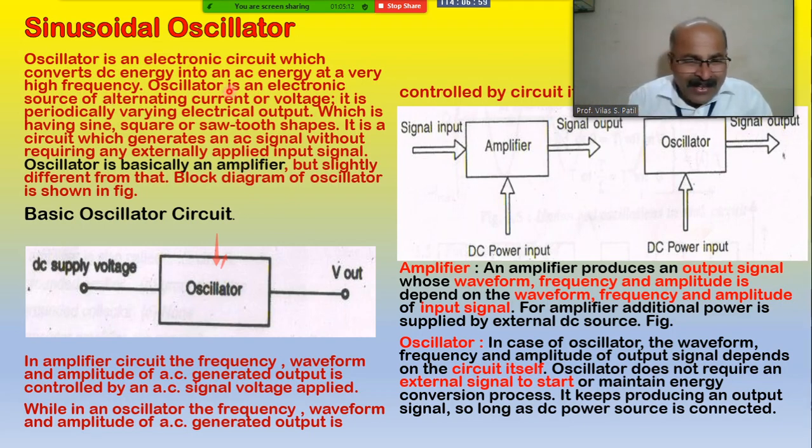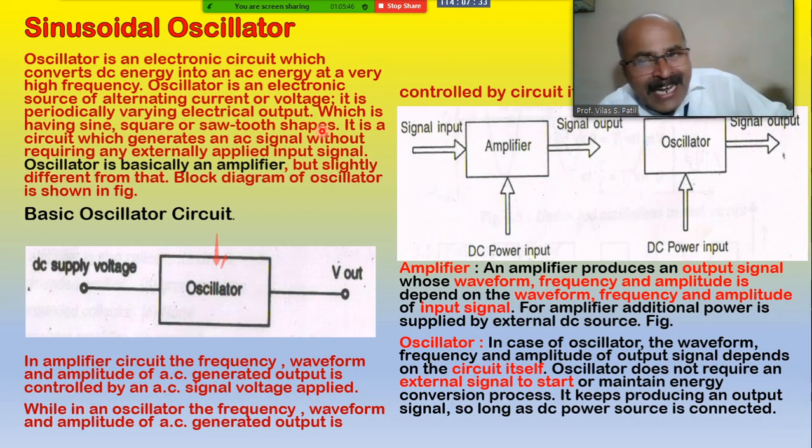Here, it is the periodically varying electrical output and which is having sine wave, square wave, sawtooth or triangular in shape. Shape is not important. Variation is important. The circuit whose output is oscillatory, the circuit whose electrical output, electrical voltage and current, varies about the mean position.